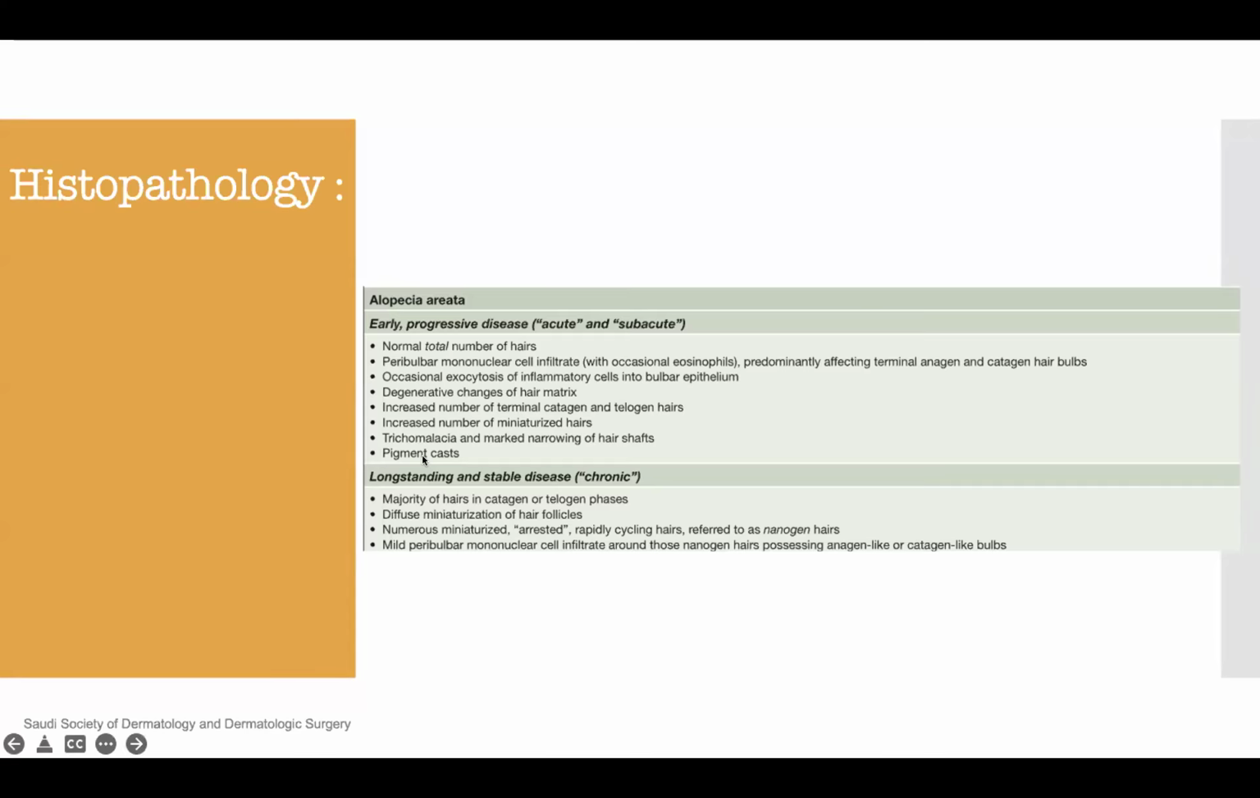Not to forget to mention also pigment casts and chromatin malacia. It's also an important finding in the histopathology.